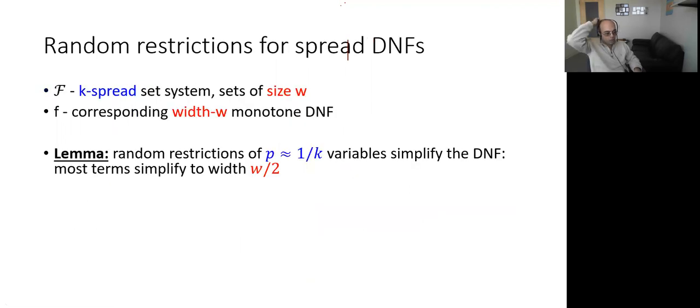So here's going to be the lemma that we're going to prove. F is a k-spread set system, reminding you it means that link sizes shrink down exponentially with base k. Sets have size W, so this corresponds to a monotone DNF. Actually, it turns out for monotone DNFs, it's enough to study random restrictions where you just fix to 1 and star. You don't need 0.